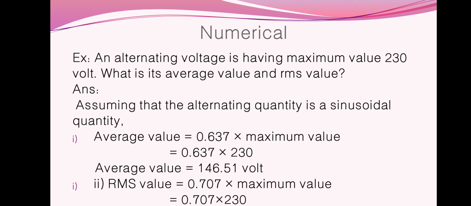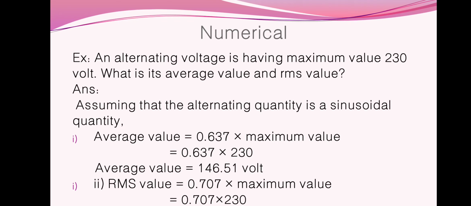Here they are giving maximum value. So first average value equal to, we have seen in first lecture, average value equal to 0.637 into maximum value. This is a formula. So 0.637, what is maximum value? 230 volt they have given, so we can write here 230 volt. Next, average value equal to 146.51.